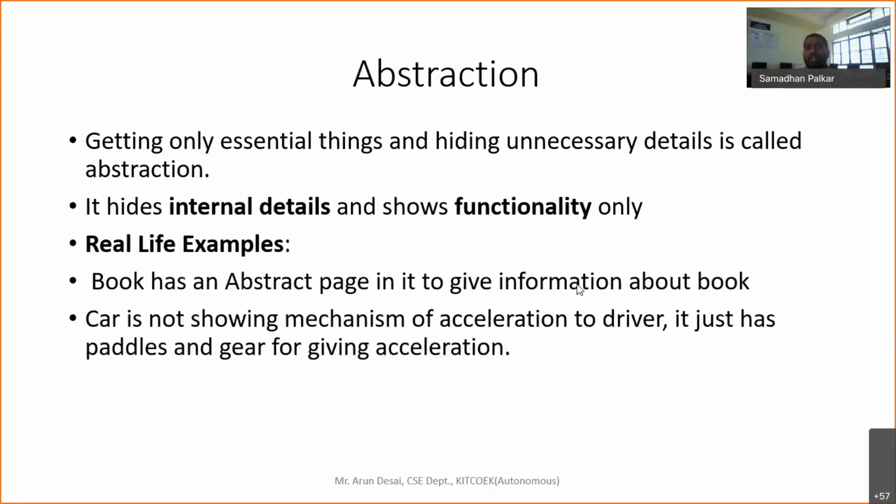Started with abstraction. Now what is abstraction? Abstraction is all about hiding information, which is given all the time in books, that it is simply called hiding information. But in a different way in OOP, we call it abstraction: simply getting only essential things and hiding unnecessary details is called abstraction.